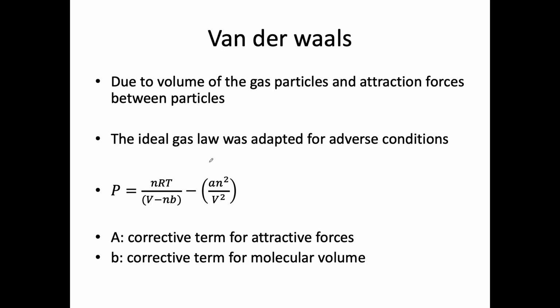And so what we have is the van der Waals equation, and this is it, where pressure is equal to nRT over V minus nb, which is the correction for volume, and here's the correction for pressure. a and b are corrective terms that you'll get a table of, and that table will be given to you. Now, this is what we're talking about, van der Waals equations. You're going to get another video with examples of how to do both of these equations, the ideal gas law and the van der Waals equation.